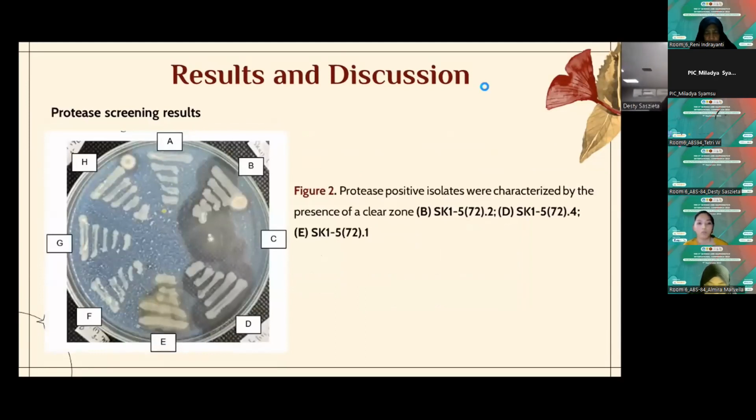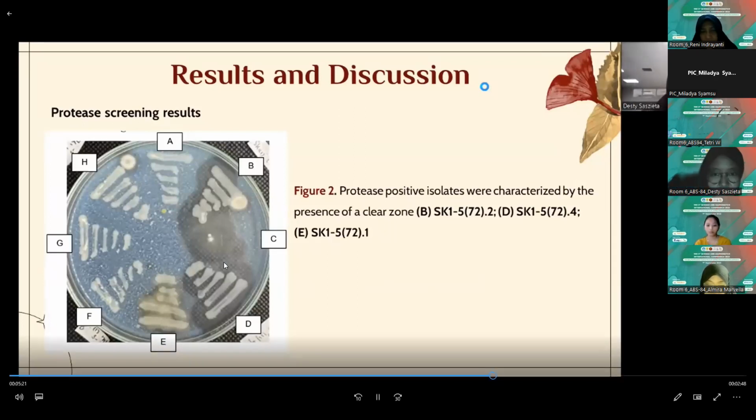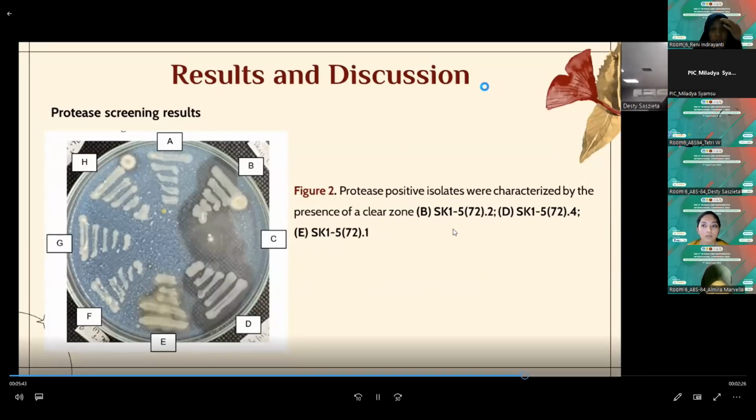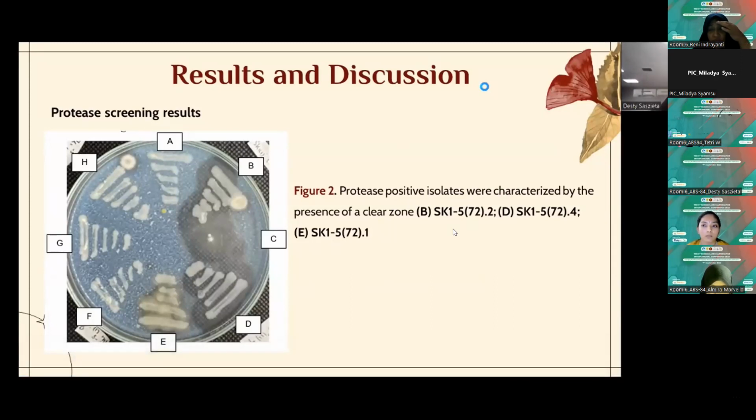Okay, next, protease screening result. The proteolytic activity assay was carried out using skim milk media. The result of the qualitative test is that 3 isolates from cocoa variety SK were proteolytic yeast because they were able to produce protease enzyme, which was characterized by the formation of a clear zone around the yeast colony, as shown in the figure.